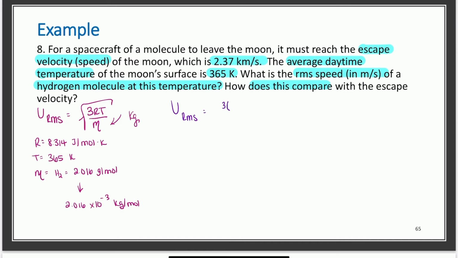So 3 times 8.314 joules per mole K times 365 K divided by 2.016 times 10 to the negative third kilogram per mole.